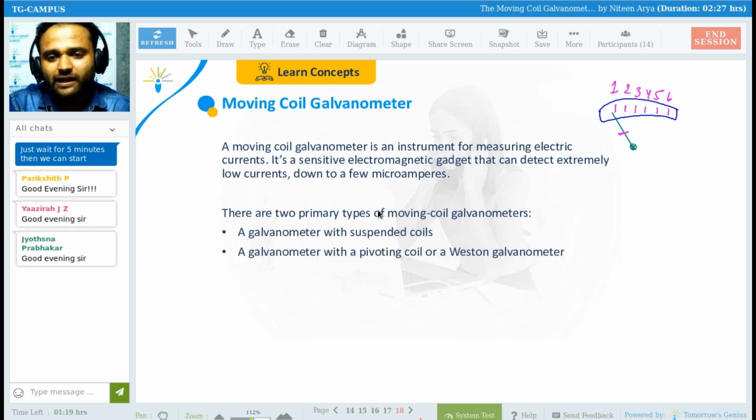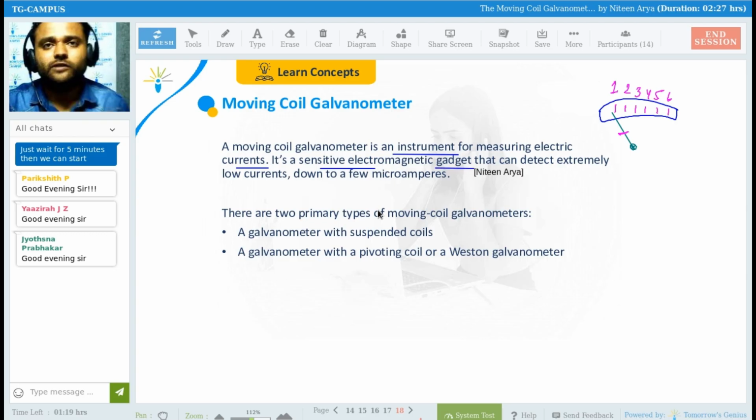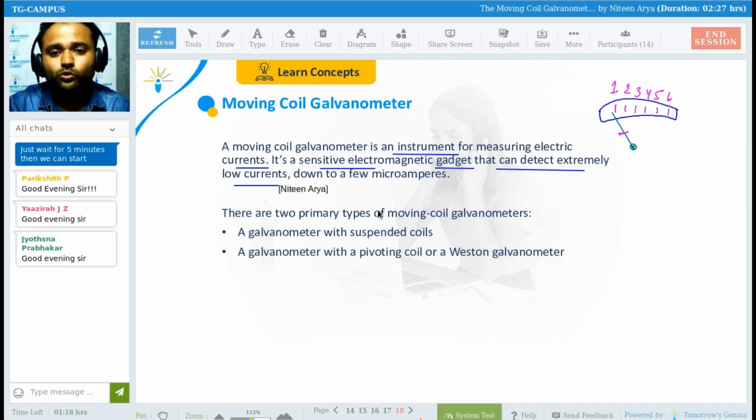Okay. So a moving coil galvanometer is an instrument for measuring electric current. It is a sensitive electromagnetic gadget. What does electromagnetic gadget mean? It means whenever you have an electric current, only then is it going to produce the magnetic effect. So that is an electromagnet, and it can detect extremely low currents, down to a few microamperes.